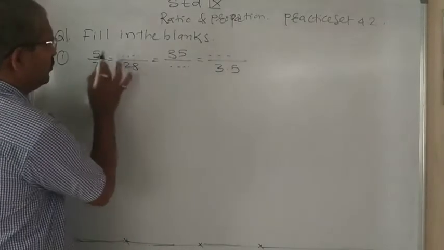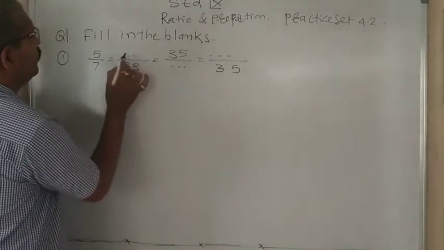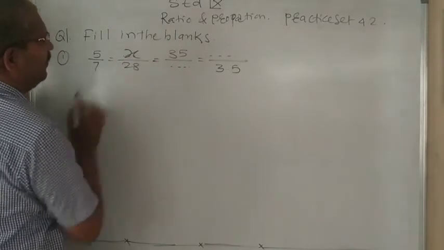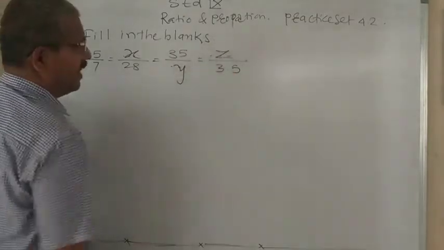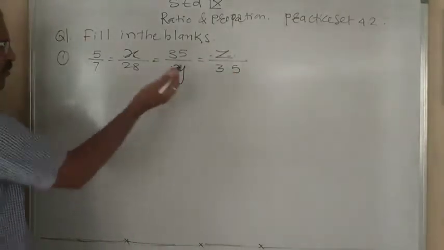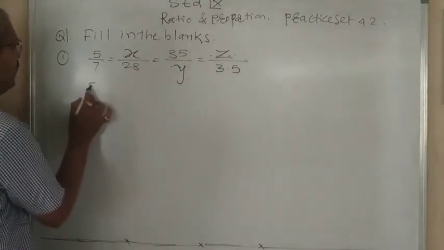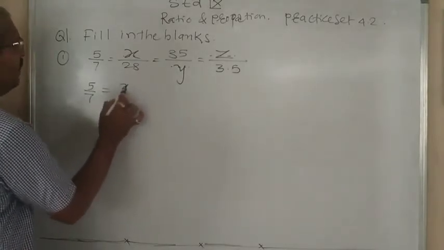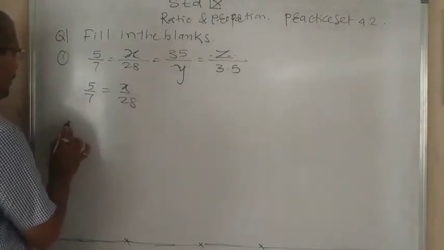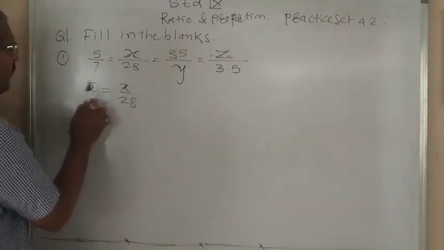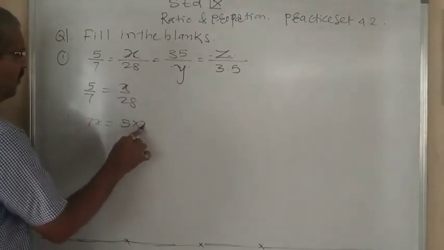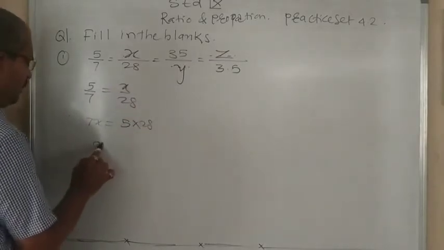Going to the first question, which is fill in the blanks. Wherever you need to fill in a blank, here we are taking x, y and z, and we have to find the values. First take 5 upon 7 equals x upon 28. Do cross multiplication: 7 into x and 5 into 28.